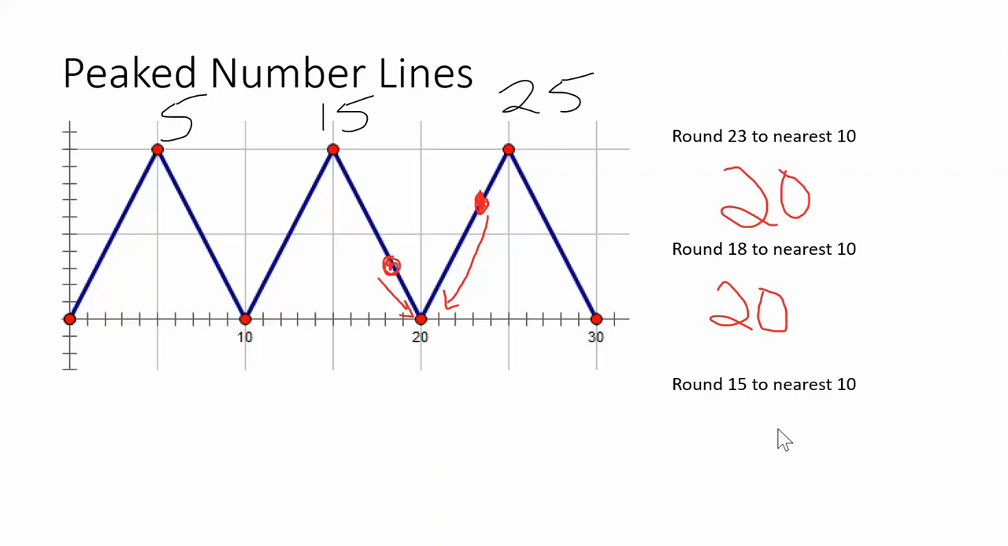Now let's round 15 to the nearest 10. 15 is already graphed. It's at the top of the peak. Now this one gets tricky. Which valley is 15 going to slide into? Mathematicians have decided that the numbers at the peaks are going to slide into the larger valley. So we're always going to nudge those peaks down to the right. So 15 also rounds to 20.